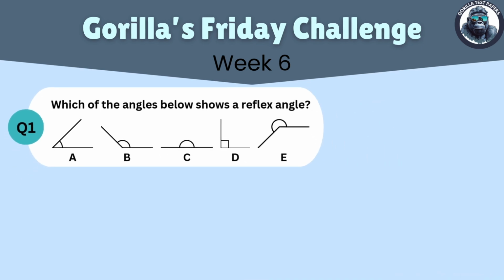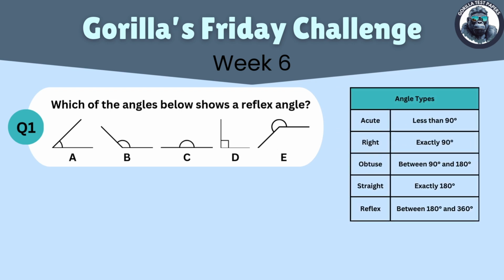First, we need to go over the different types of angles. This is a very important thing to know when working with angle questions. So, an acute angle is less than 90 degrees, a right angle is exactly 90 degrees, an obtuse angle is between 90 degrees and 180 degrees, a straight angle is exactly 180 degrees, and a reflex angle is between 180 degrees and 360 degrees. Now let's check each given angle to see if it is a reflex angle.